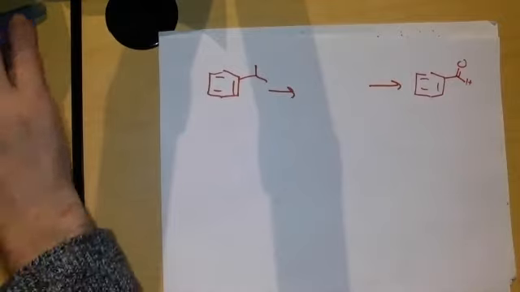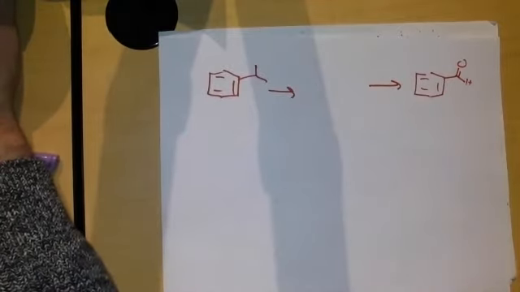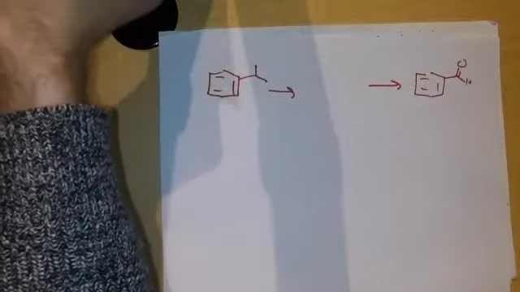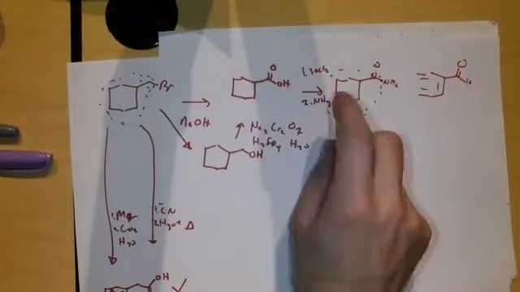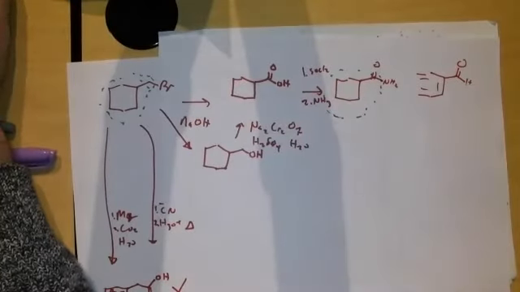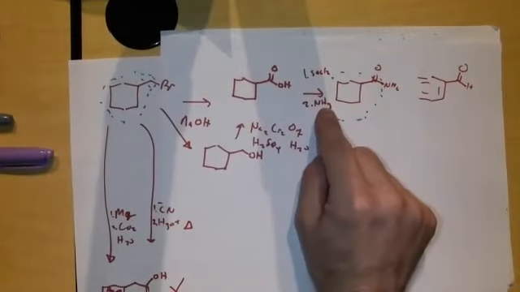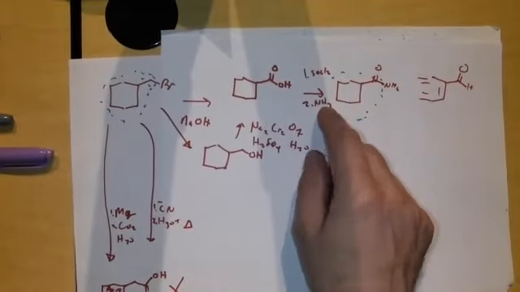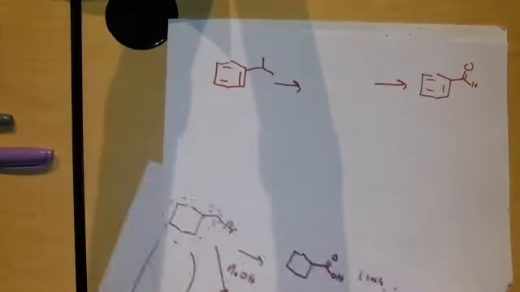Oh, question in the chat. Someone asked if I need pyridine when I'm doing this reaction here with ammonia. Because this is a base, you don't need to add in a second base. If you're doing an alcohol or something like that, you would need a pyridine there, but you don't for amines because amines already are bases.